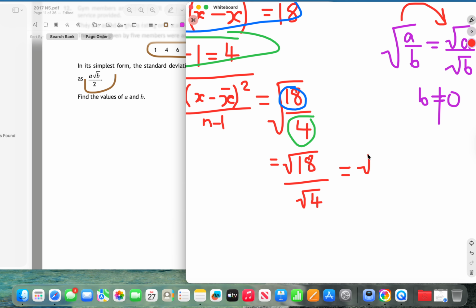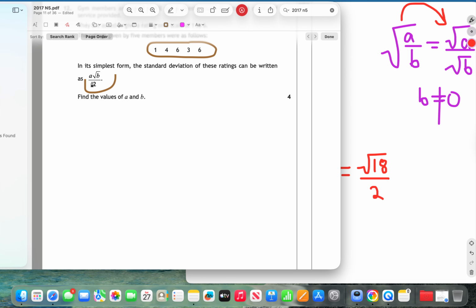So we get root 18, and we can divide that by 2. So what we have to do then is have a look at what we have with a root b over 2. That's the form, and you see the 2 on the denominator of both. That's already a good sign. So essentially what we now have to do is get root 18 in the form a root b.